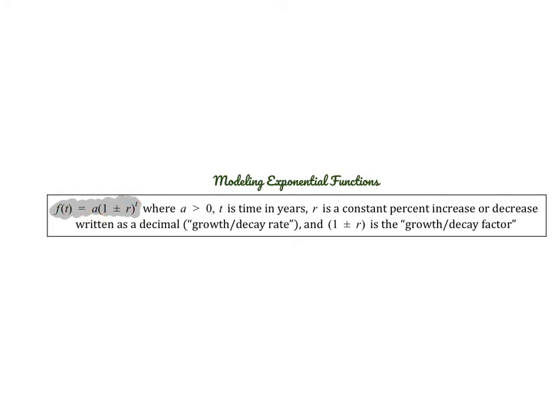So this is going to be our model where a is always going to be greater than 0. Okay, t is the time in years, so you can say t represents the time in years that has gone by. r is the constant % increase or decrease, and that's written as a decimal, and we call that the growth or decay rate. And then this 1 plus or minus r, that total value, whatever that comes out to be, we call that the growth or decay factor. So we can use this to help us model something that is increasing or decreasing at a constant percentage.